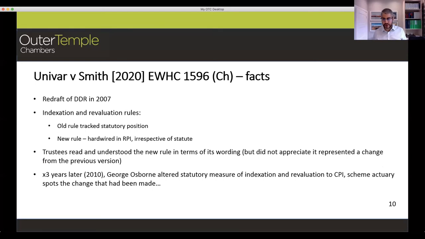The old rule tracked the statutory position, which in 2007 provided for increases and revaluation by reference to RPI, and it had done that for years. So no one foresaw in 2007 that that was likely to change. The new rule that crept in hardwired in the current statutory position in terms of the drafting; it drafted in increases by reference to RPI. People read it and understood it, but no one saw it as objectionable because they would have shrugged their shoulders and said, sure, it's RPI. I know it's supposed to be RPI and it's the same as it was.